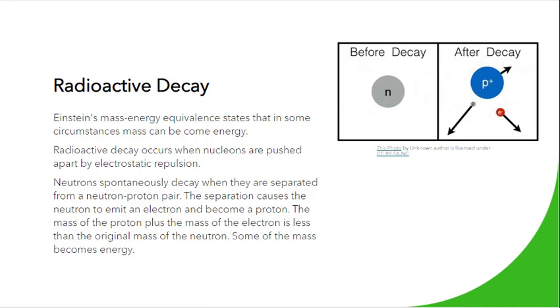When it does this, the neutron emits an electron and becomes a proton. It doesn't want to be a neutron all by itself. And then if you look at the masses of a proton and an electron, it's less than the mass of the neutron. So some of that mass turned into energy. We know it didn't just disappear, so it's going to become some energy.